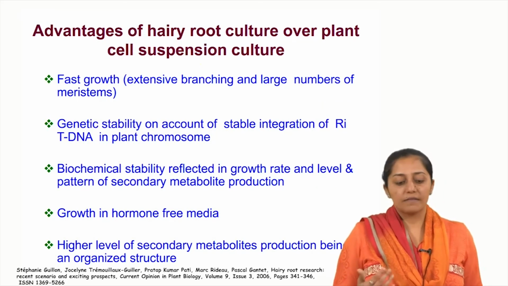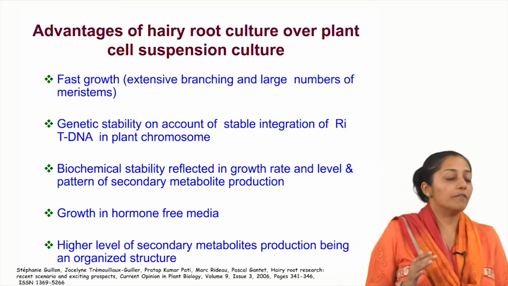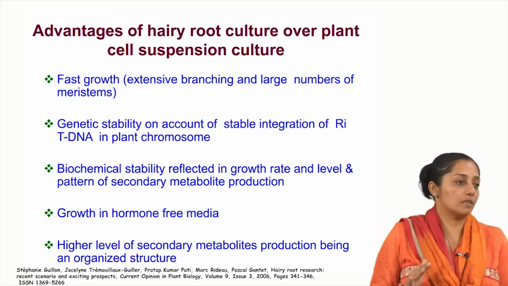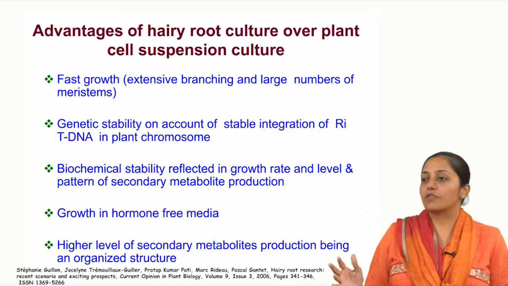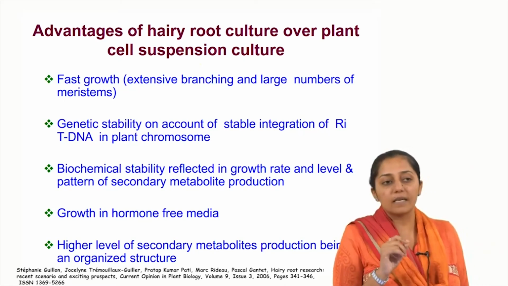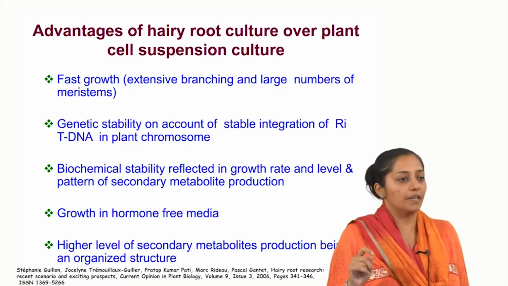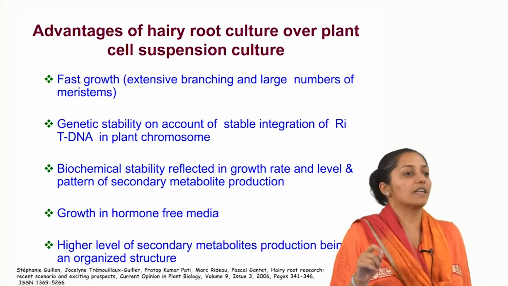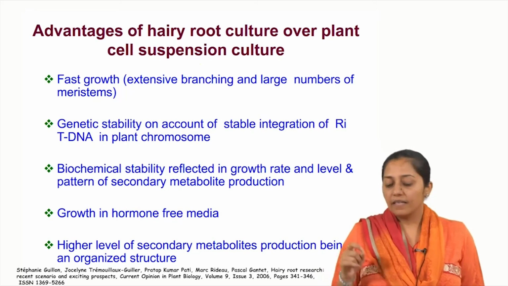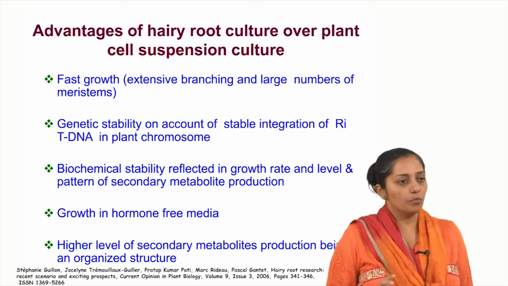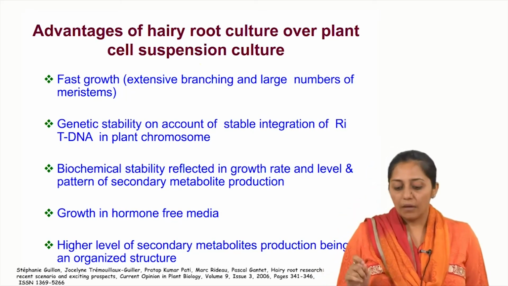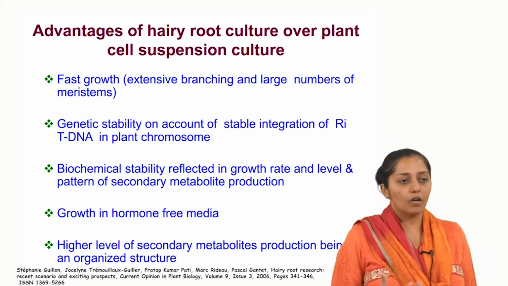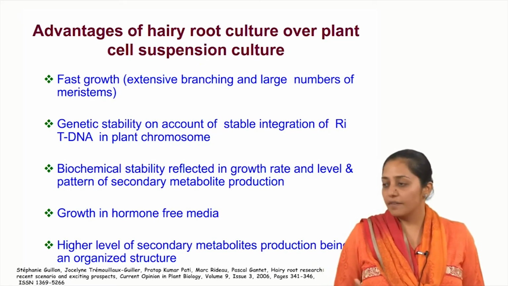Now advantages, as we said, they are fast growing. When we say fast growing, it means relative to the natural plant or natural root system, because in comparison to the natural root systems, there are more meristems present. There is extensive branching in hairy roots. So you see that the specific growth rates are higher than the normal root cultures. Then genetic stability because of the chromosomal integration. Then biochemical stability because of the organized structure, so there is higher secondary metabolite yield.